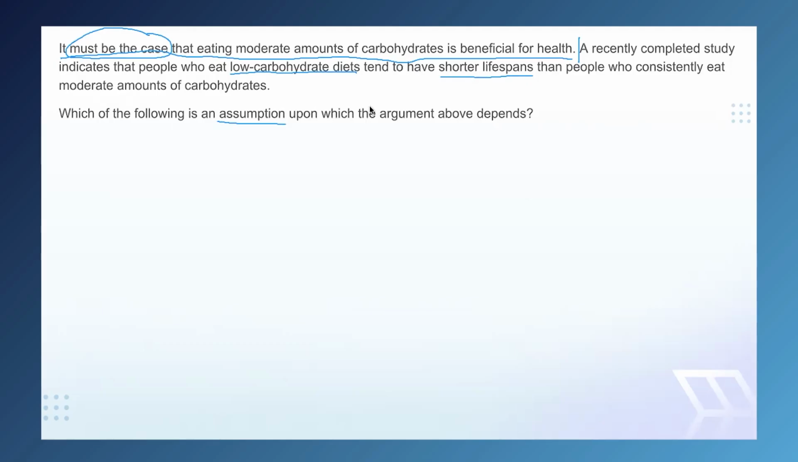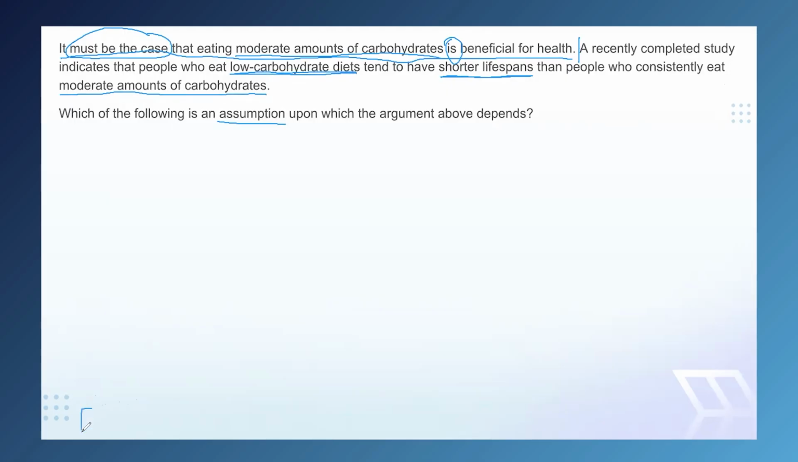Okay, so let's apply that to our argument. Our premise, our study, correlates a low carbohydrate diet with a shorter lifespan, and correspondingly, it correlates a moderate carbohydrate diet to a longer lifespan. Now, our conclusion says that a moderate carbohydrate diet, in fact, causes health benefits. But we don't know that. We only know that they are linked. So this is a clear sign that we have our correlation versus causation logical fallacy.